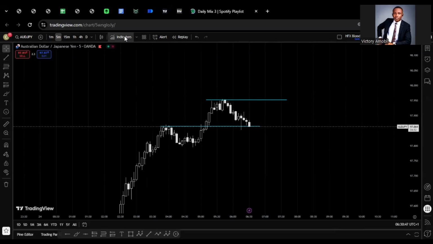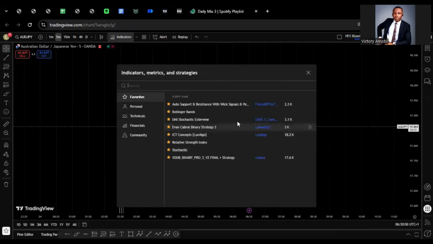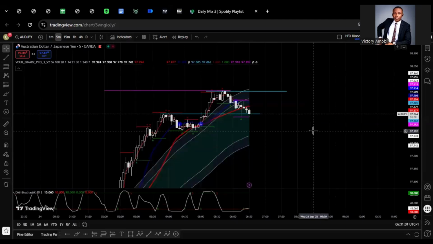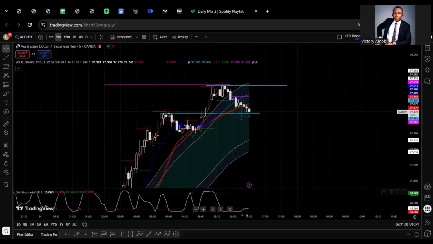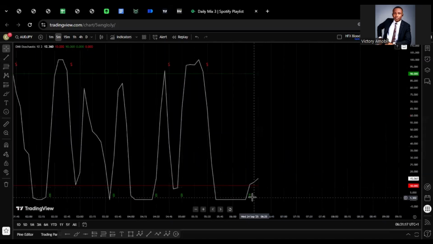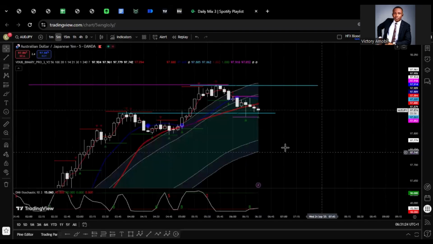So let's have some indicators on the charts. DMI stochastic and let's say VDOB. So for DMI stochastic, this is a valid point for going for a buy, right? For the DMI stochastic, the B symbol has appeared. You've seen that it's actually a valid point to go in for your buy. So let's watch the market.